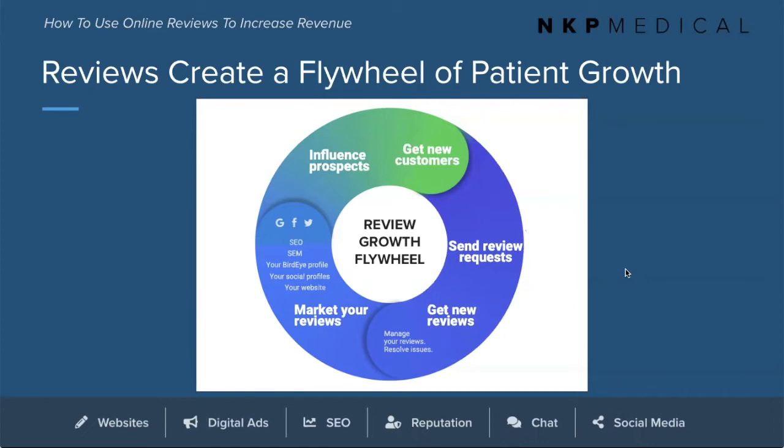Then other people who are doing their research on what practice to go to are going to be influenced by those reviews. They're then going to be coming into your practice because they're convinced that because of all the good reviews, they're also going to have a good experience. They come in as a new customer, they get a procedure done, they write a review, and it grows from there. So you can see how the cycle just keeps going. And the longer you do this, the more focus that you put into acquiring more positive reviews, the more powerful it becomes and the more revenue it's going to generate for you as a business.